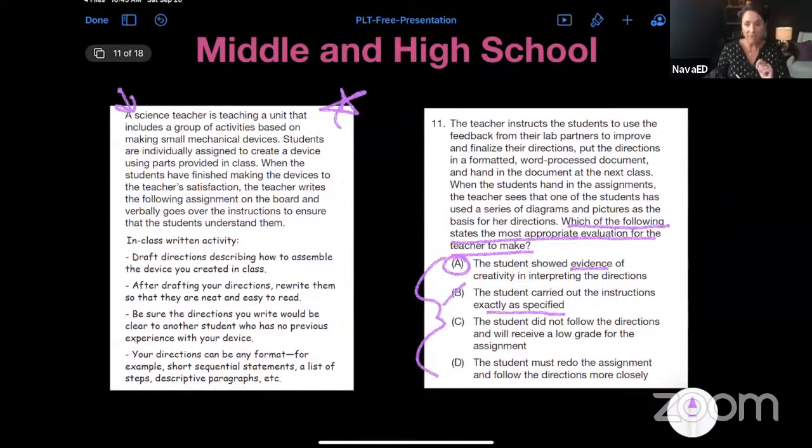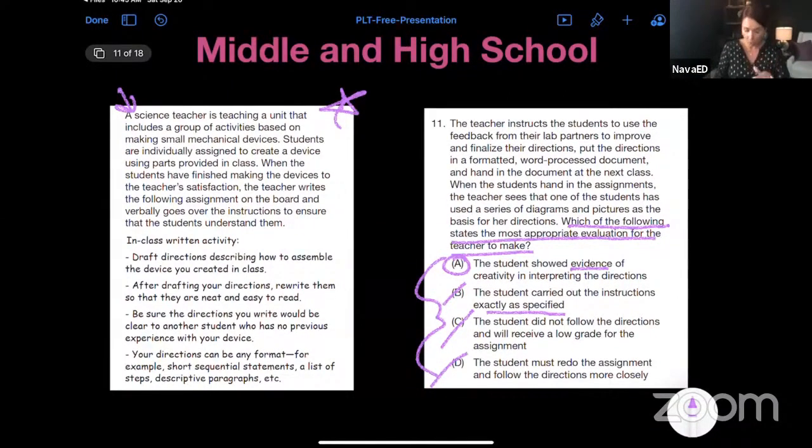C, the student did not follow directions and will receive a low grade. What did I say about negative stuff? Get rid of it. Take it out. No negativity on this test or in life. And D, the student must redo the assignment and follow directions most closely. Redo the assignment? No. No. A is the best answer here.